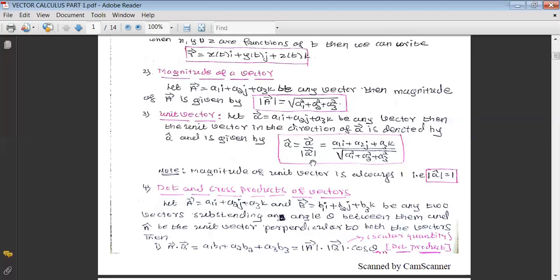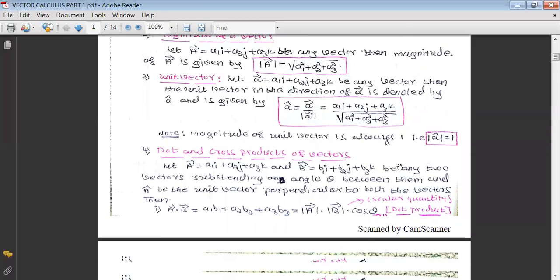And one more important thing, you have to note that the magnitude of a unit vector is always 1. That's why we can write the magnitude, that is the modulus of A cap, equals 1. That is, the magnitude of a unit vector is always 1.